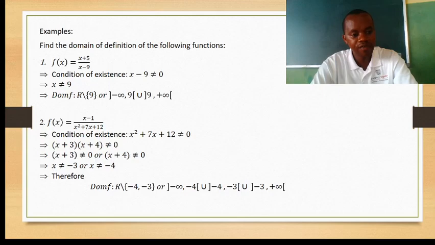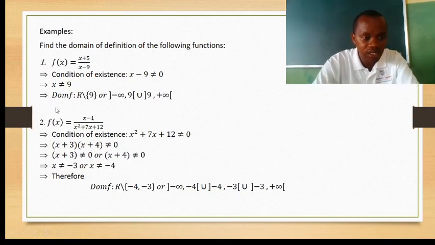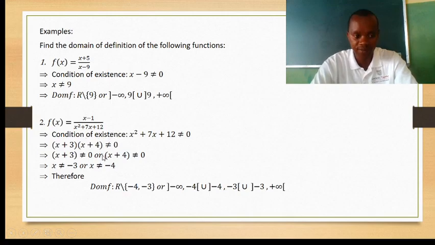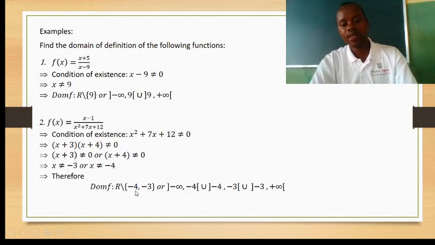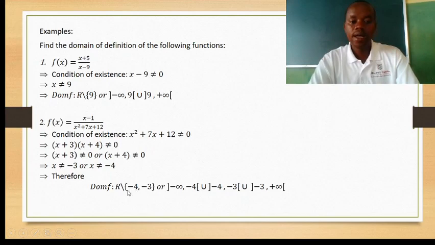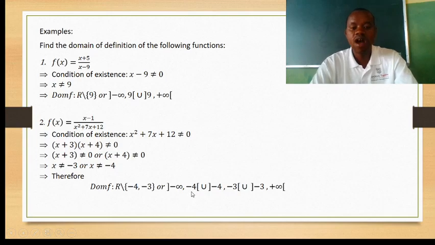It means that if x is equal to minus 3 or x is equal to minus 4, this denominator part will be equal to 0, and this function which is given here will not be defined. That is why in the domain of definition we take the set of all real numbers except the elements minus 4 and minus 3. In interval form we can write it from minus infinity excluded up to minus 4 excluded, union from minus 4 up to minus 3 excluded, union from minus 3 up to positive infinity excluded.